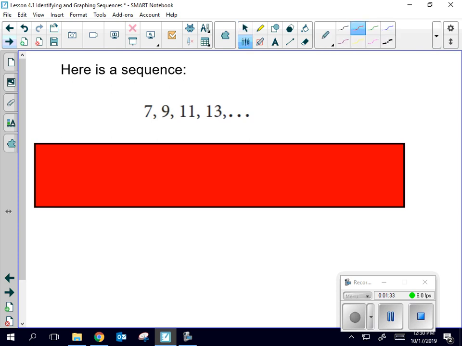So 7 is in the first position, right? What's in the second position? 9. What's in the third position? 11. The fourth position, 13. You could tell me what would be in the fifth position. Hopefully you know. We're adding here 2 each time, so that would be 15.